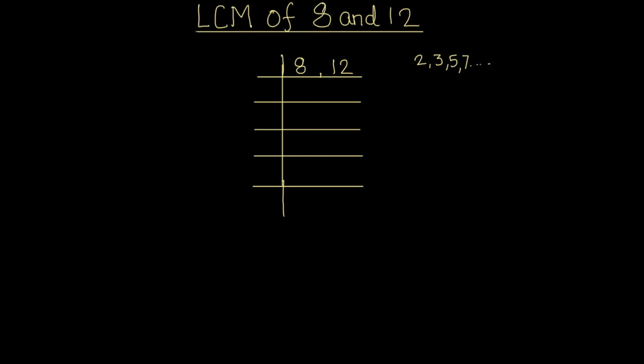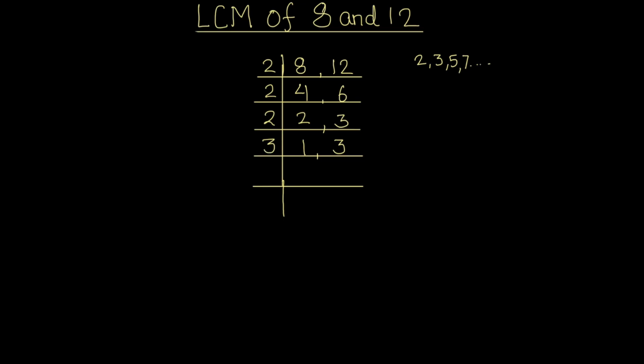For finding the LCM of 8 and 12, we are going to divide the two numbers by 2 as both the numbers are even. So 2 times 4 is 8, 2 times 6 is 12. Again we can divide the two numbers by 2, 2 times 2 is 4 and 2 times 3 is 6. 2 times 1 is 2, 3 is not fully divisible by 2, so we'll write it as is.